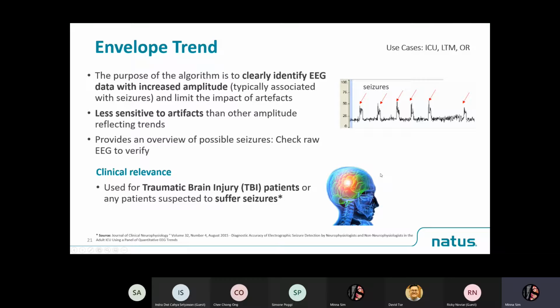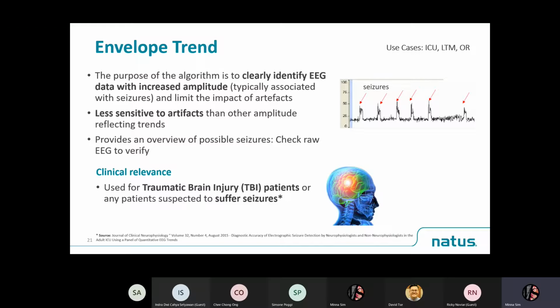Next, we have the envelope trend. So envelope tracks changes in amplitude with a specialized algorithm that helps filter the transitory events but give evidence to the rhythmic events. Envelope trend shows an upward shift in the trace in case of a seizure. So in comparison to a standard minimum maximum amplitude trend, the envelope algorithm reduces the impact of sudden artifacts.